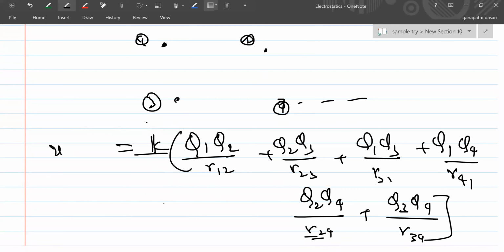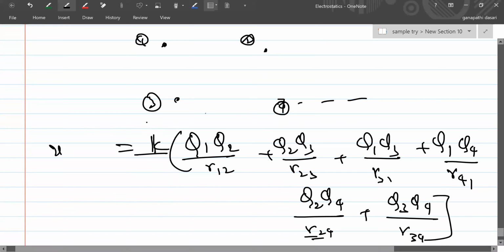Did you understand, Nivas? One minute, sorry. Got it, sir. Did you understand? Yes, sir. So this is the potential energy U1, U2, U3. You add all, you will get the total potential energy.